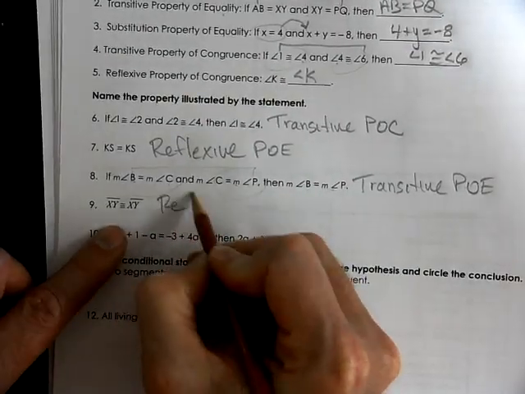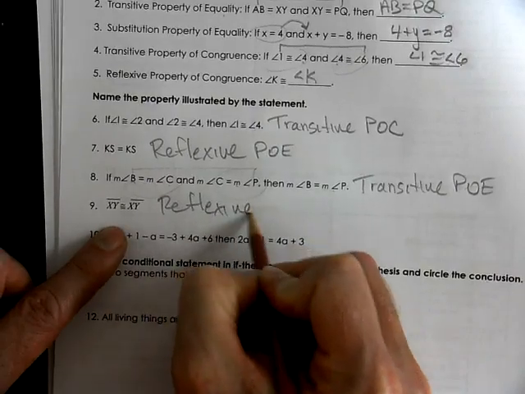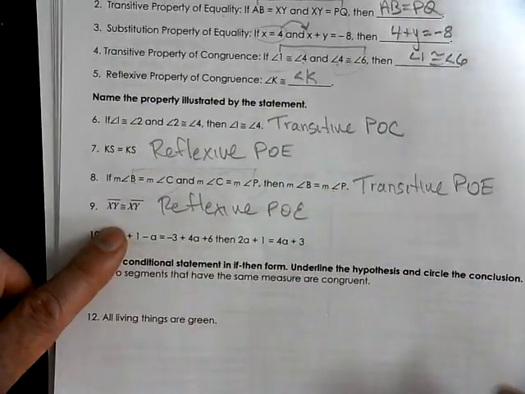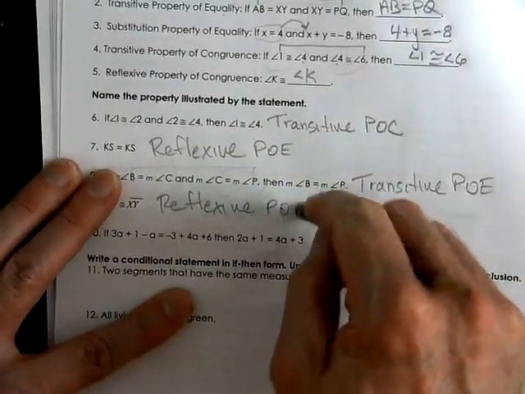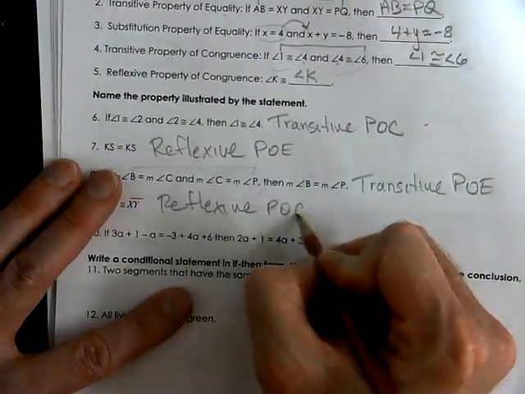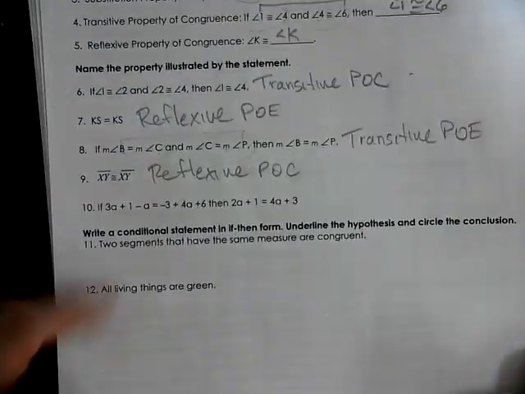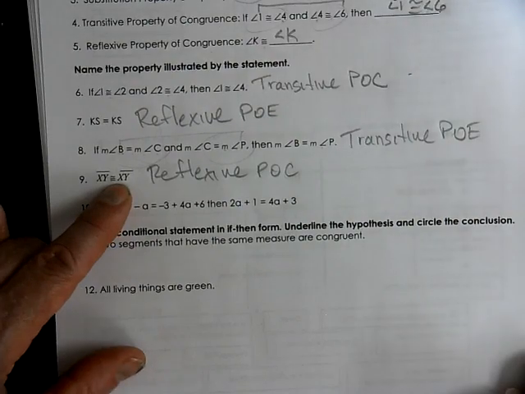Here we have reflexive property of congruence. Congruence, here I almost wrote an E. It's congruent, so it has to be a C because it's of congruence. That's a congruent symbol.